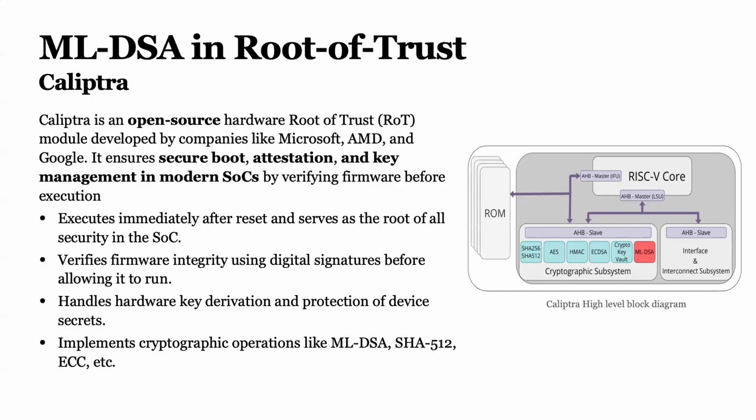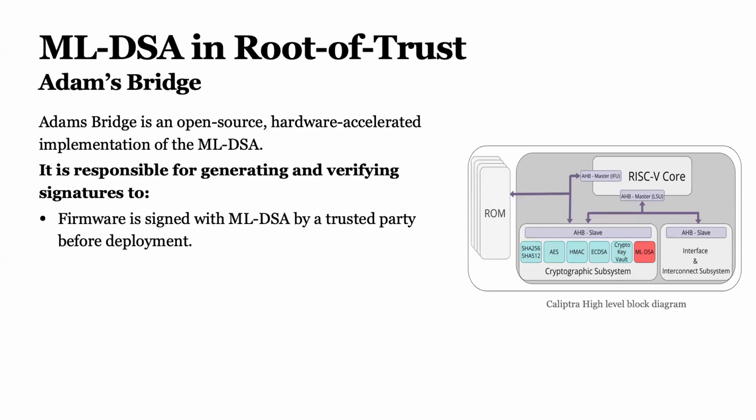So I should have included it. They have a cryptographic subsystem which is called Adams Bridge, and ML-DSA was the PQC part. The other one is more classical cryptographic schemes and symmetric ones: they have AES, they have SHA algorithms, they also have ECC. But we are focusing on ML-DSA. They named this cryptographic subsystem Adams Bridge.